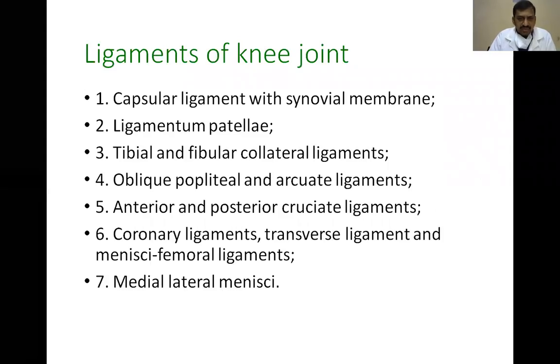And what are the joints? What are the ligaments related with the knee joint? That is also very, very important. First, the joint is covered by a capsular ligament, and inside it is lined by synovial membrane. The ligamentum patellae, then the tibial and fibular collateral ligaments, oblique popliteal ligament, arcuate ligaments, anterior and posterior cruciate ligaments, coronary ligaments, transverse ligament, meniscofemoral ligaments, and medial and lateral menisci. These are all the structures related with the knee joint.